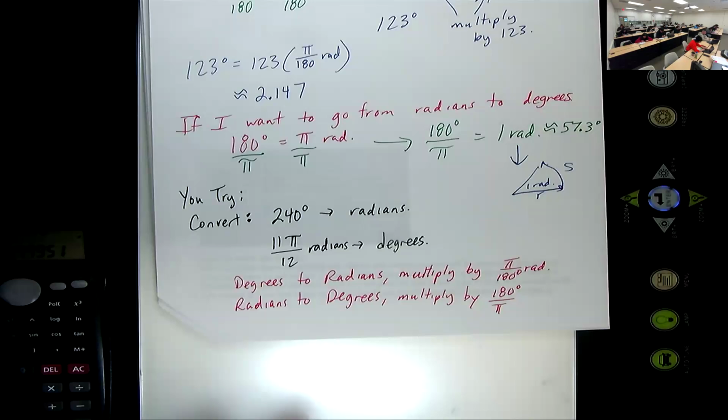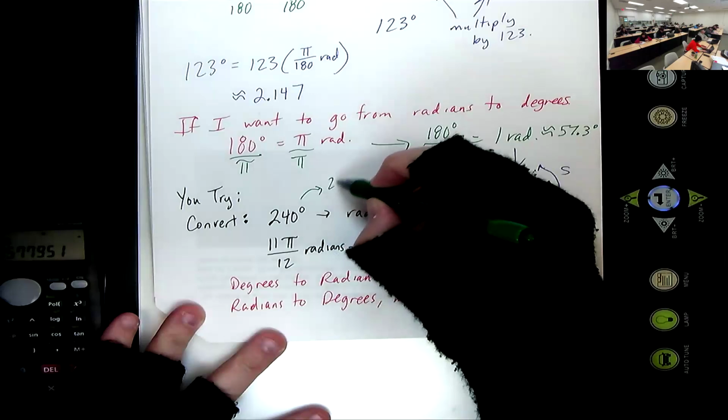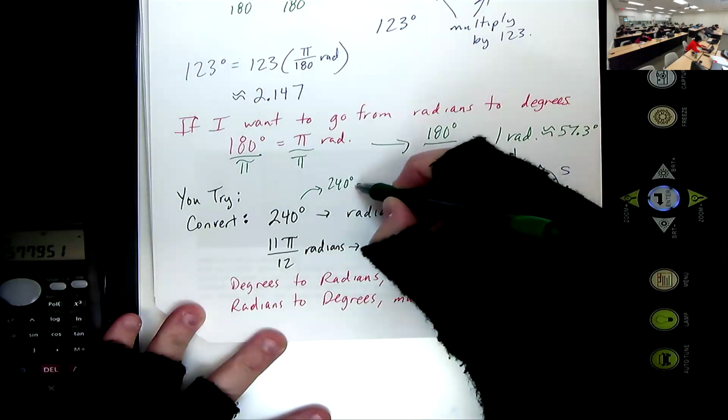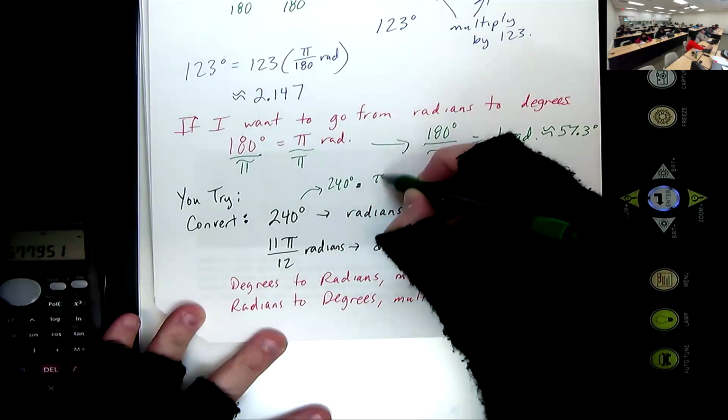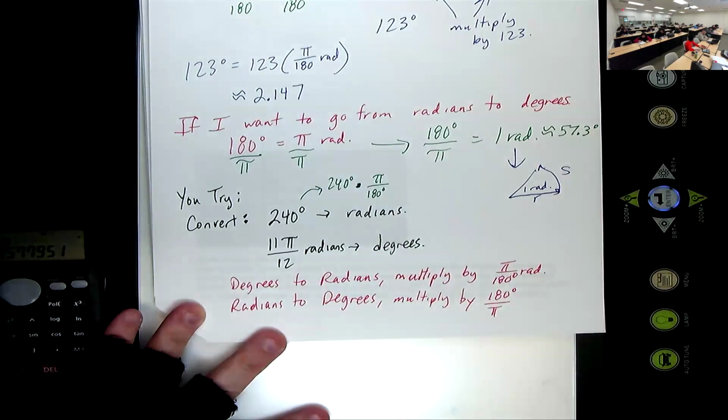Alright, so if I add 240 degrees and I multiply by pi over 180, who immediately went straight to the calculator and got some shitty answer? I bet most people did. Before I do that.